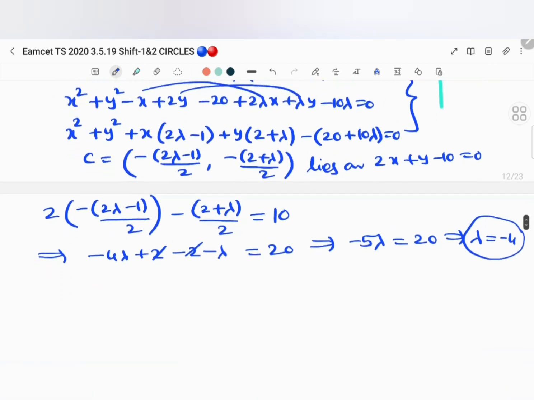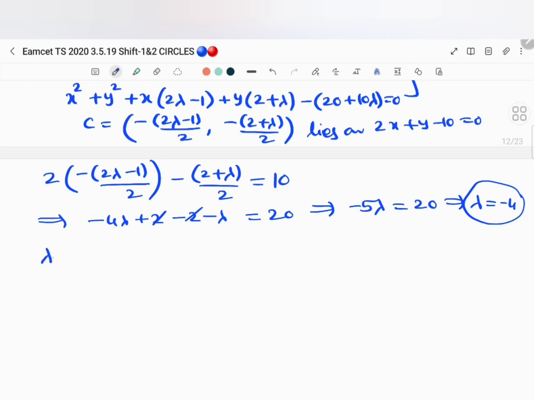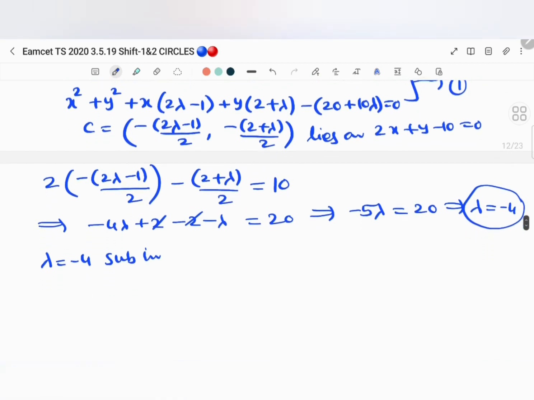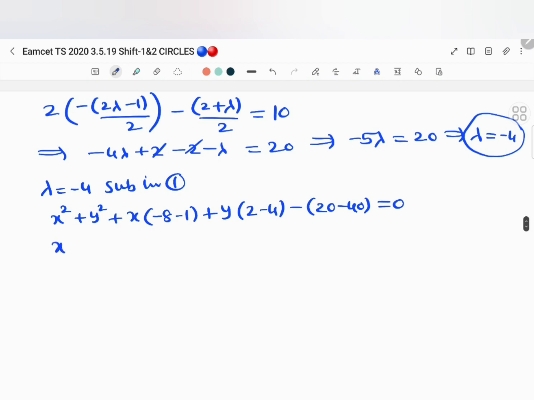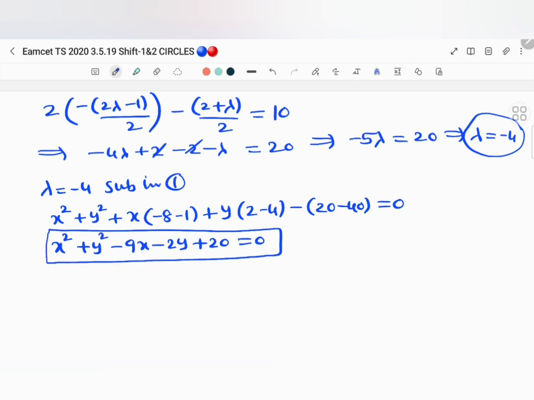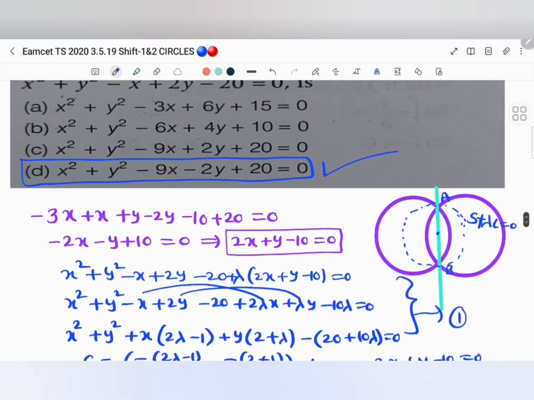Lambda is equal to minus 4, substitute in the S plus lambda L equation, equation number 1. So x square plus y square plus x into (minus 4 into 2 minus 1) plus y into (2 minus 4) minus 20 minus 40 equal to 0. So x square plus y square minus 9x minus 2y minus 20 plus 40 equals 0, that is plus 20. This is the required answer, which is there in the fourth option, dear students. We'll move on to the next question.